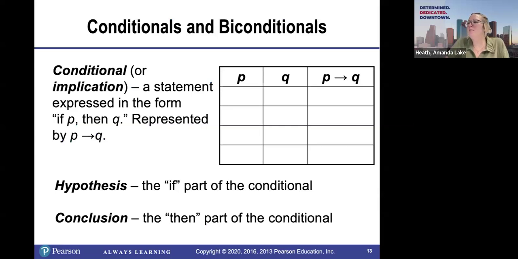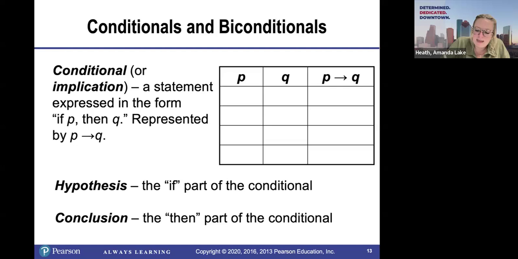All right, so then we have a third type of statement. We have, again, conjunction, disjunction, and now we're going to talk about conditionals and biconditionals. So conditionals are what we call implication statements, and they're expressed as if P, then Q. So we represent this with an arrow. We can think about the truth table of this.